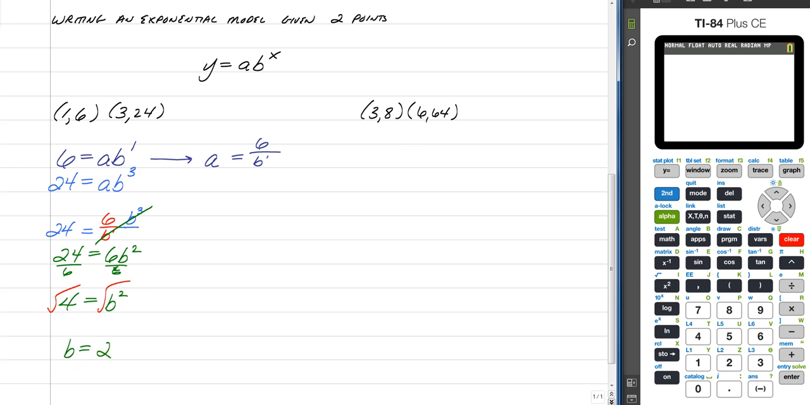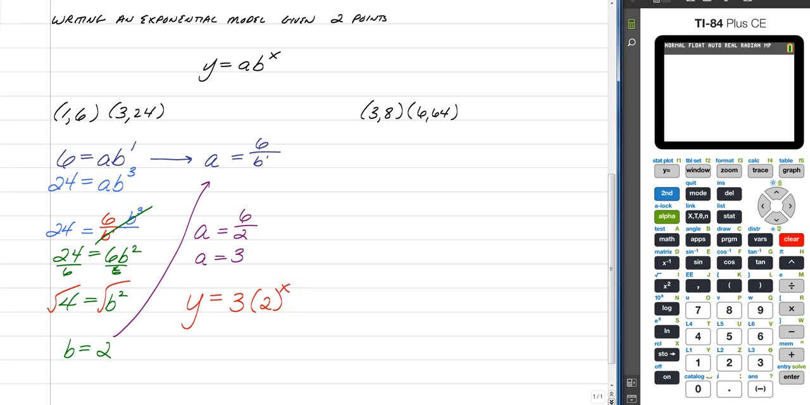Now that we have b, we just have to go back and substitute it all the way into this equation. So we have a is equal to 6 over our b value of 2. So we know that a is equal to 3. So from here you just have to write the equation. So your final equation after all that work is y is equal to our a value of 3 times our b value of 2 raised to the x power.